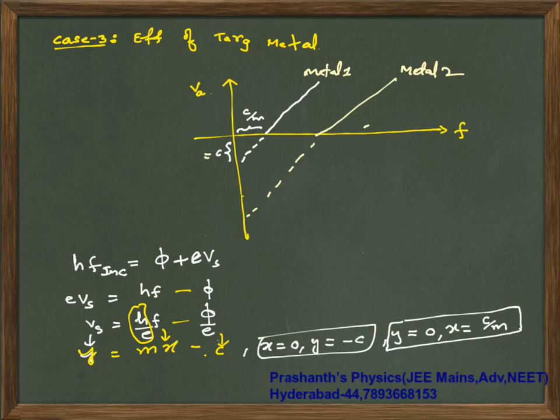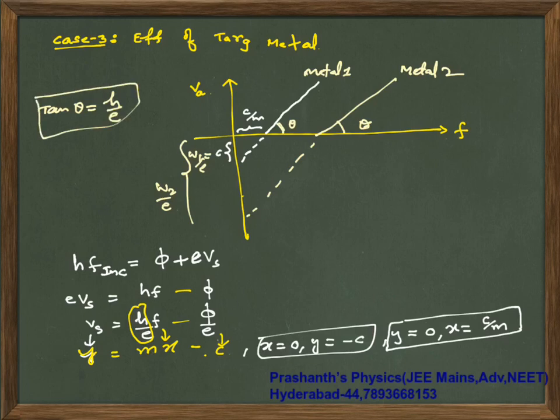So this part is indirectly W1 by e, and this part is W2 by e. The slope is h by e. This angle, if you take theta, then tan theta is equal to h by e. That slope is the same for both the metals, so your graph will be like this.